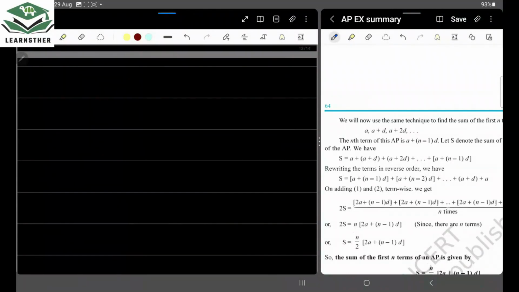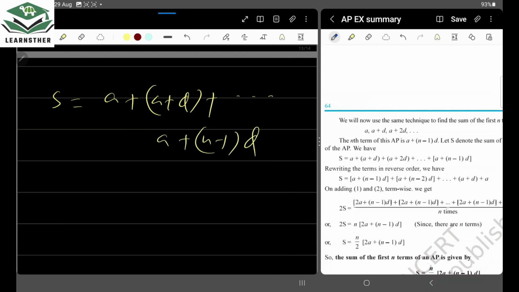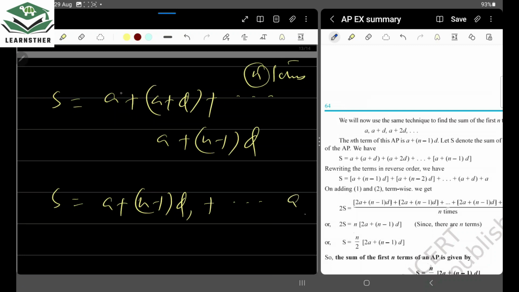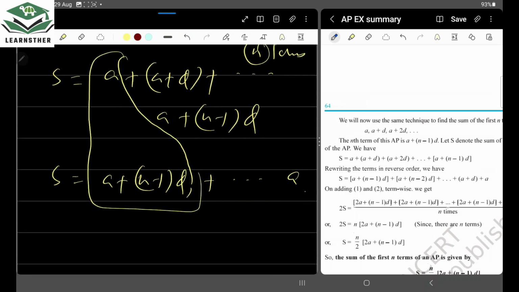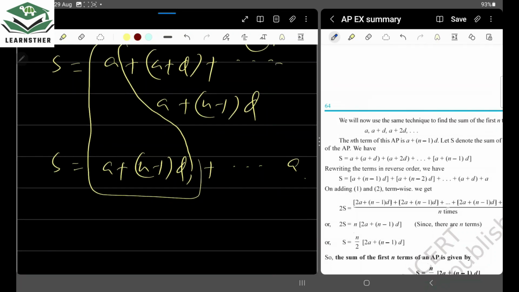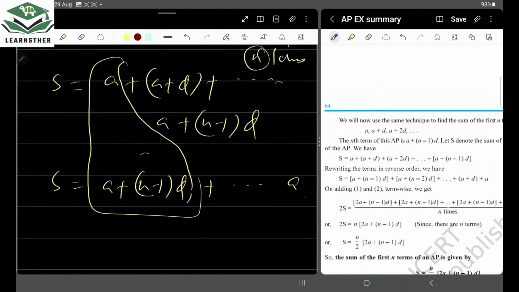In the same way, when we do the sum of general terms, S is a plus (a plus d) and so on, so the nth term will be a plus (n minus 1) into d. Here there are n terms. So this can be written like this also: a plus (n minus 1)d, plus so on, the last is a. So you can combine this as a group. Originally it has n terms, so there will be n groups.